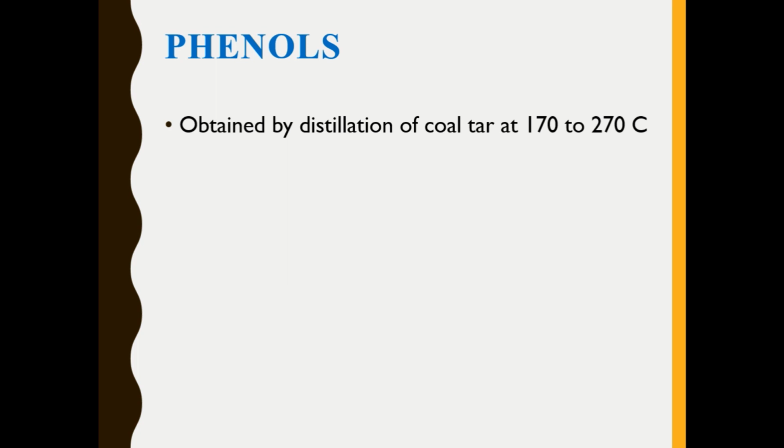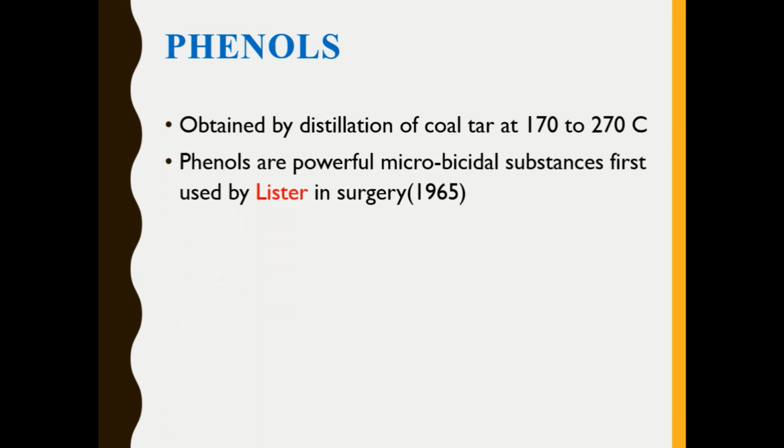The next compound we will come to is phenol. Phenol is used not only as phenol itself, but various compounds of phenol are also used. Phenol is obtained by the distillation of coal tar at 170 degrees centigrade to 270 degrees centigrade. The use of phenol was first introduced by the surgeon Joseph Lister, in 1865.